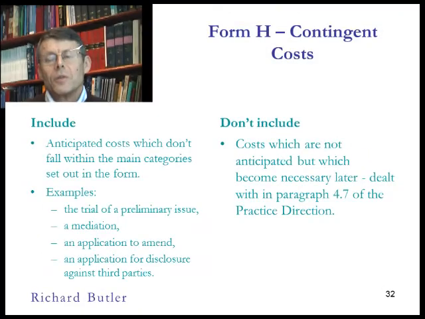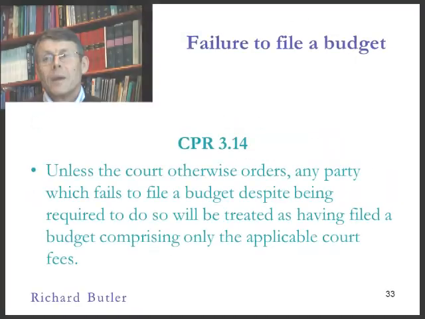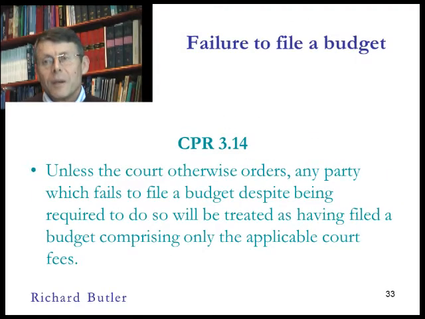So moving on to the contingency line or lines, contingent costs are those anticipated costs which don't fall within one of the other categories. By way of example, costs associated with the trial of a preliminary issue, mediation, an application to amend statements of case, an application for third-party disclosure. The consequence of failing to file a budget is that unless the court orders otherwise, under a later costs order, the party in question will be treated as if they will only be seeking to recover court fees and not costs.